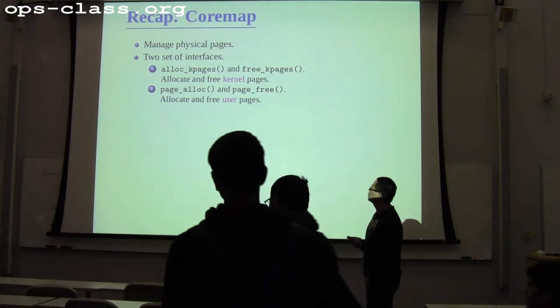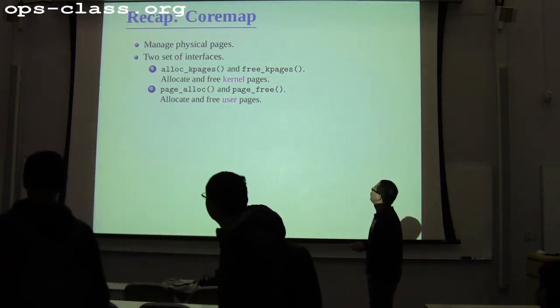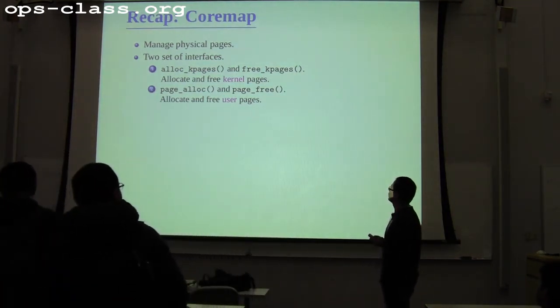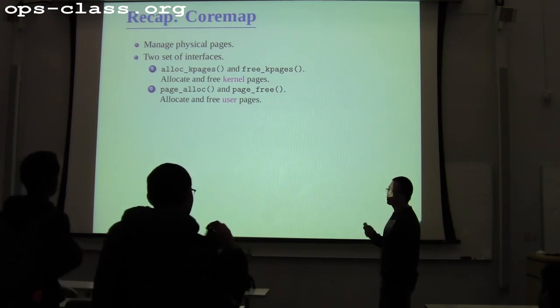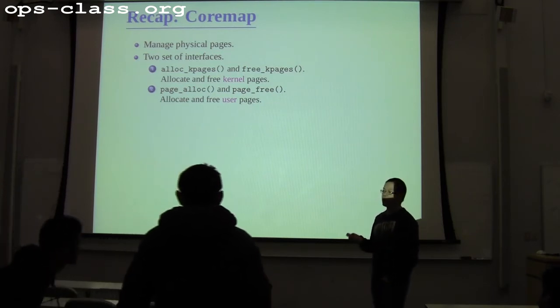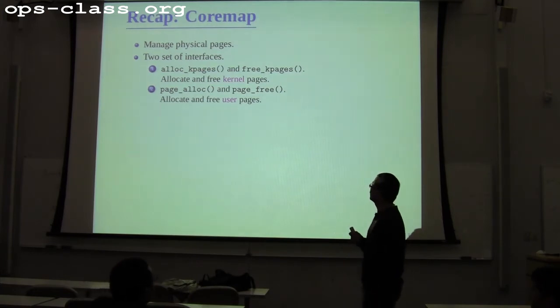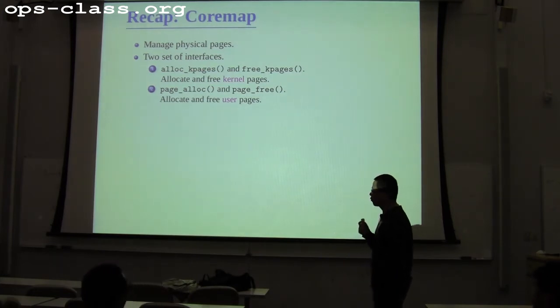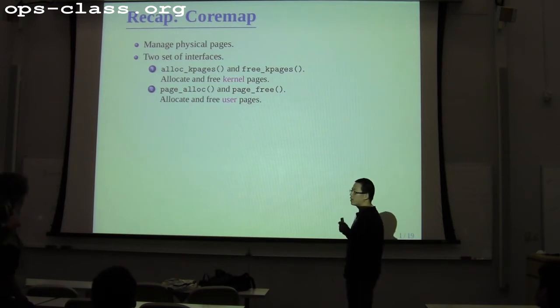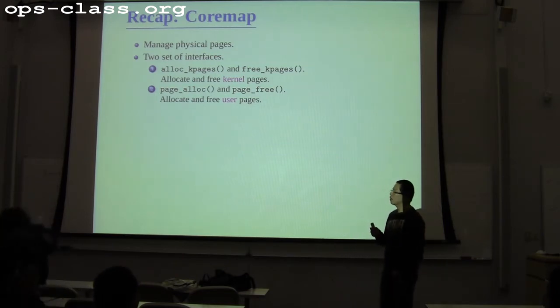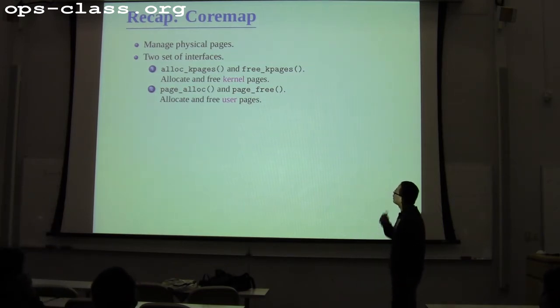So we all know that coremap is responsible for managing the physical pages, right? Coremap is basically a data structure plus two sets of interfaces. The data structure is the array of coremap entries, where each entry represents a page. The interfaces are divided into two sets.